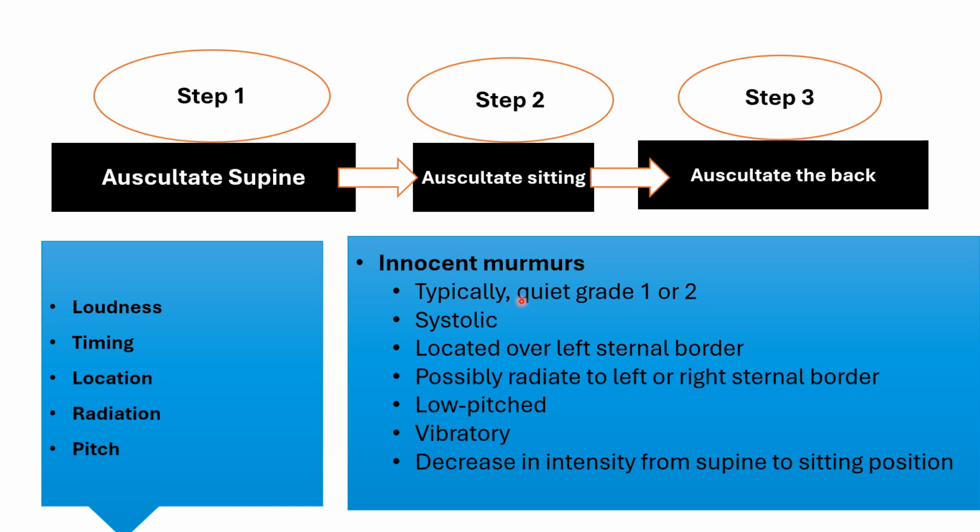Innocent murmurs are typically quiet, grade 1 or 2. Systolic, located over left sternal border, possibly radiate to left or right sternal border. Low pitched, vibratory or musical, decrease in intensity from supine to sitting position.